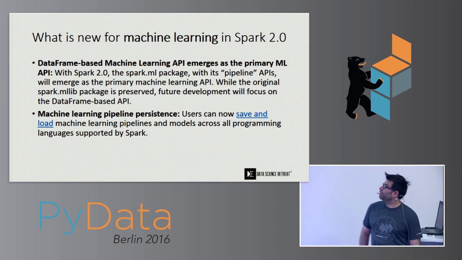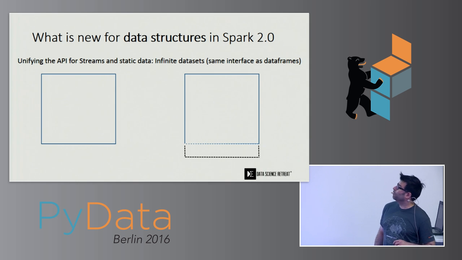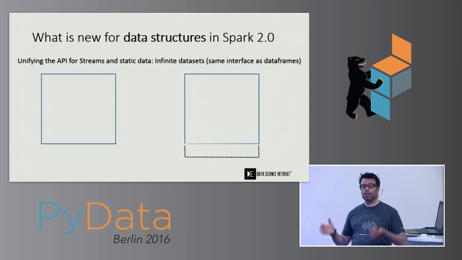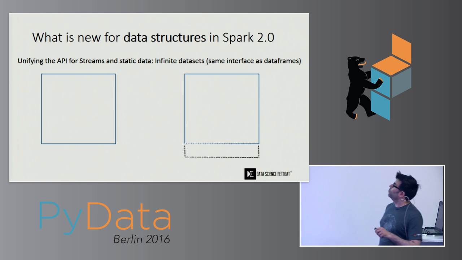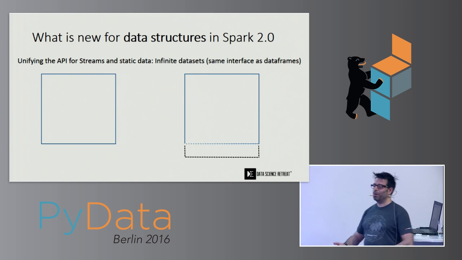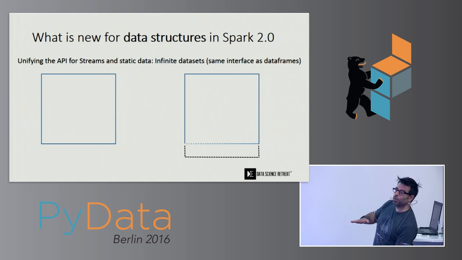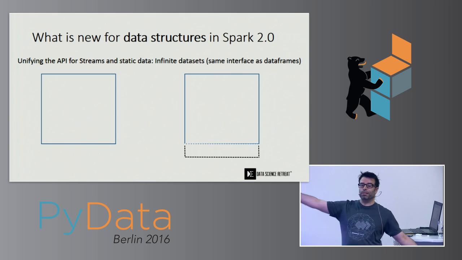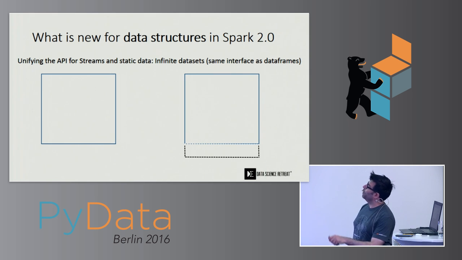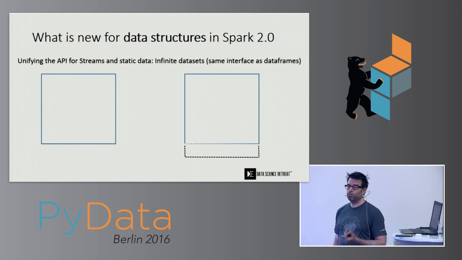Right, cool things that are coming that you may be interested in. Everything is moving with Spark 2.0 to data frames, which is very good for Python. Persistence: you can save and load pipelines. And this, I love this idea. They're unifying the APIs for streams and static datasets with something they call an infinite dataset. We are used to something that is a rectangular matrix that is limited, right? What if it was not limited? What if the bottom was always growing? That's a stream for you, right? A stream is just an infinite dataset. You don't know where it ends. So they have an API that works on both. And this is coming in Spark 2.0, which is pretty cool.